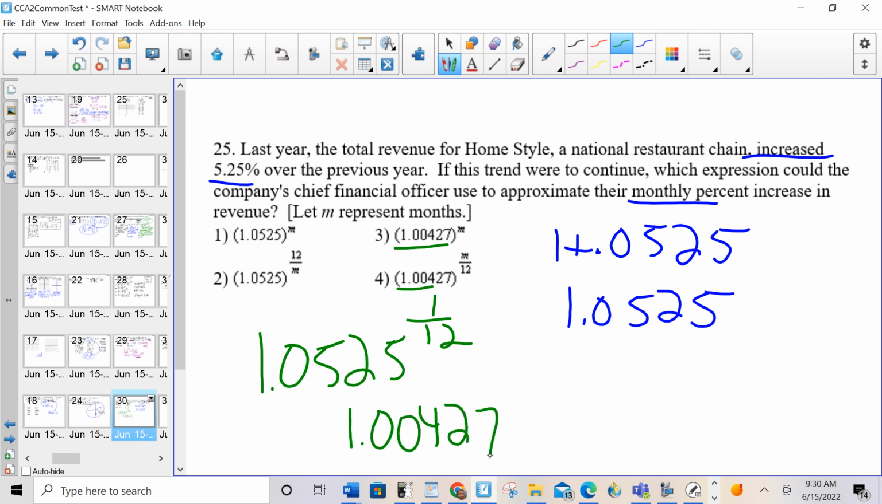Now I have to ask myself, what does the variable represent? Months. Now this is different than the last problem. Now the variable is months. This is the monthly rate. How many times per month do I get the monthly rate? Just once. That's your answer.